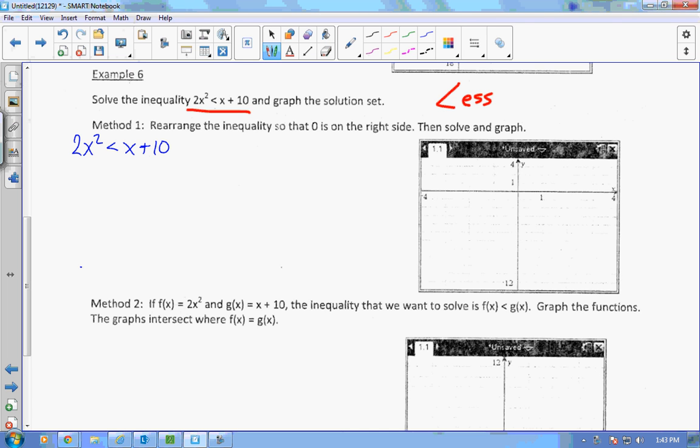Okay, we're going to rearrange this so that 0 is on the right side. Because we have a positive x squared already on the left, and we like to keep x squared positive. So we're going to move everything to the left. Okay, Kayla, how do I move everything to the left? What's on the right side? Okay, x plus 10, and how do I move x plus 10 to the left?